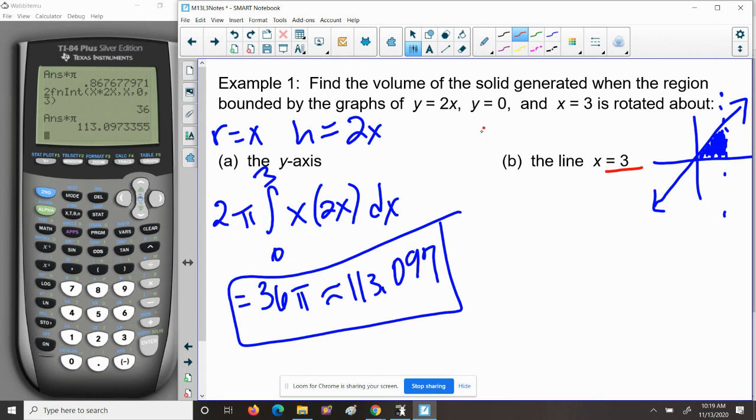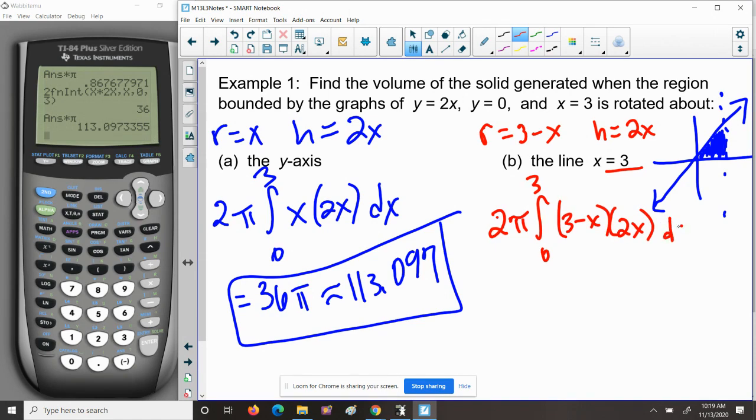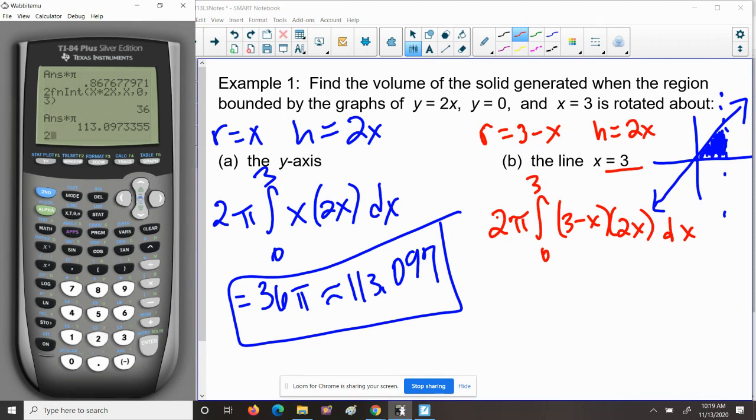So remember, when we go around an x equals line, our radius is going to be 3 minus x. Our height is still going to be 2x. The height doesn't change. So now volume is 2 pi times the integral from 0 to 3 of 3 minus x times 2x dx. Okay, I'm going to do this again without pi so that we can get both answers.